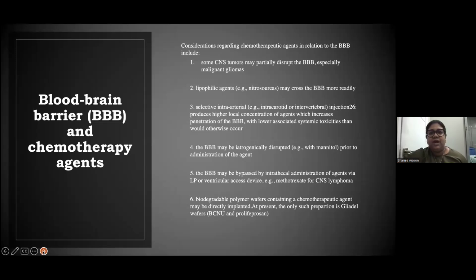So the considerations regarding chemotherapeutic agents in relation to the blood-brain barrier include: some CNS tumors may partially disrupt the blood-brain barrier, especially malignant gliomas. Lipophilic agents such as the nitrosoureas may cross the barrier more readily. Selective intra-arterial, for example, intracarotid or intravertebral, injections produce higher local concentration of agents, which increases penetration with lower associated systemic toxicities than would otherwise occur. The barrier may be iatrogenically disrupted, for example, with mannitol prior to administration of the agent. And it may be bypassed by intrathecal administration of agents via lumbar puncture or ventricular access devices, such as methotrexate for CNS lymphomas, and biodegradable polymer wafers containing a chemotherapeutic agent may be directly implanted.